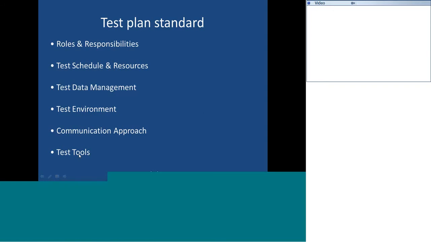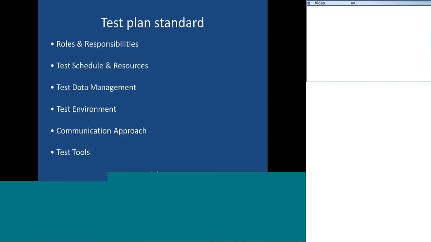So these tools can be your automation tools. Microsoft Excel is also a tool that you can use as part of testing. And QTP, Selenium, or any other tool that you are using as part of your testing, all these things will be listed here. So that's about all the sections that we have as part of test plan.